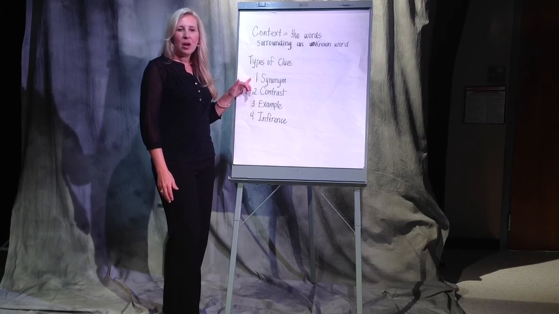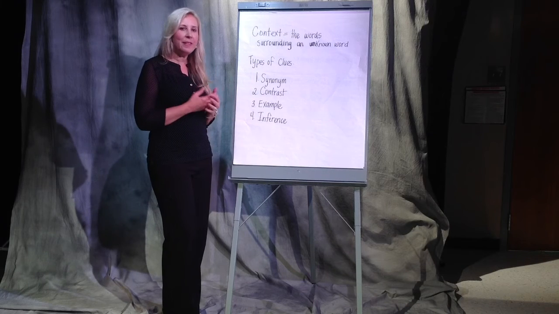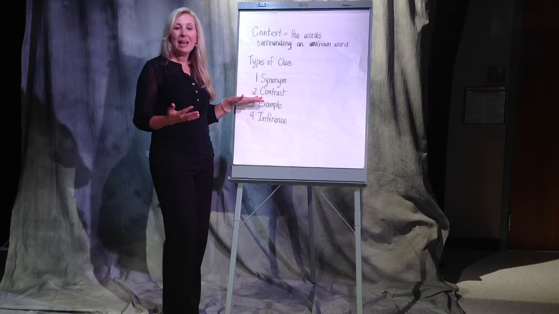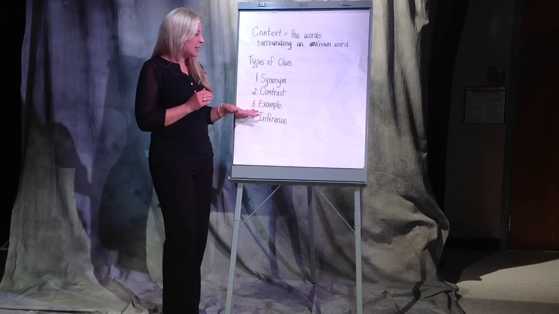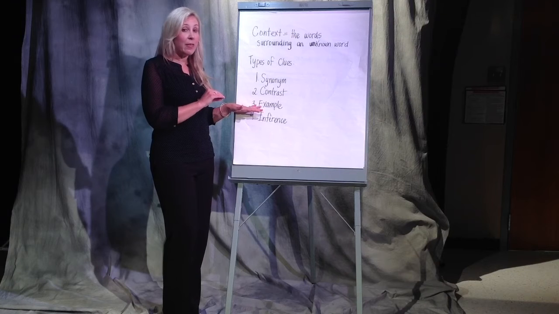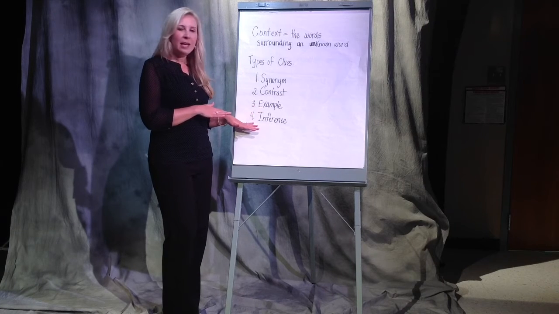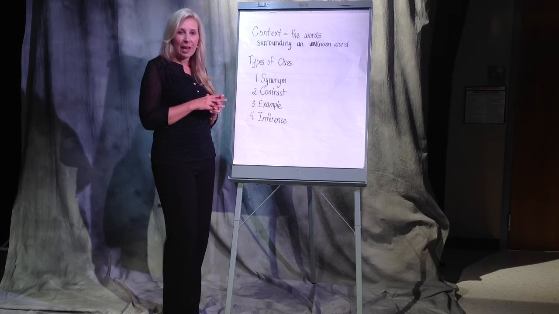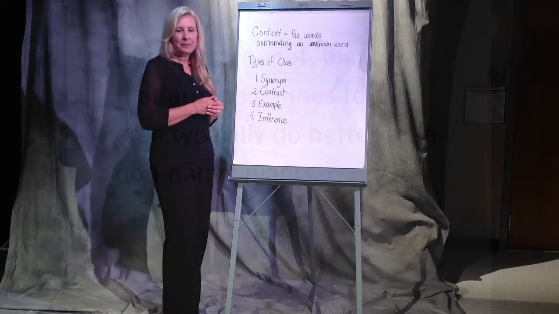Synonym clues are when there is a word that means about the same thing as the unknown word. Contrast is a word that means the opposite provided in the text. Example is when the text gives you an example that will help you figure out the meaning of the unknown word. And inference is when you just kind of have to use the sense of the sentence to help you figure it out. Let's try some.